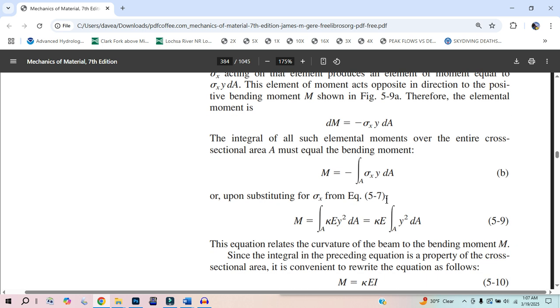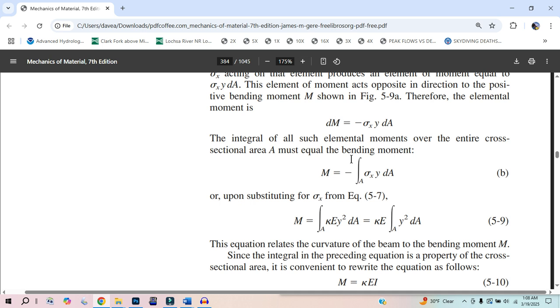And then the moment is just integrating this. Sigma, we're going to throw in KEY, you know what I mean? And a negative. So we have the moment. The derivative of the moment is negative sigma y dA. And so we can actually throw in what sigma is. So the little small moment that we're going to add up is going to be negative. Sigma is going to be negative KEY times y. So we're going to have positive KE y squared dA. So that's where we get that KE y squared dA.